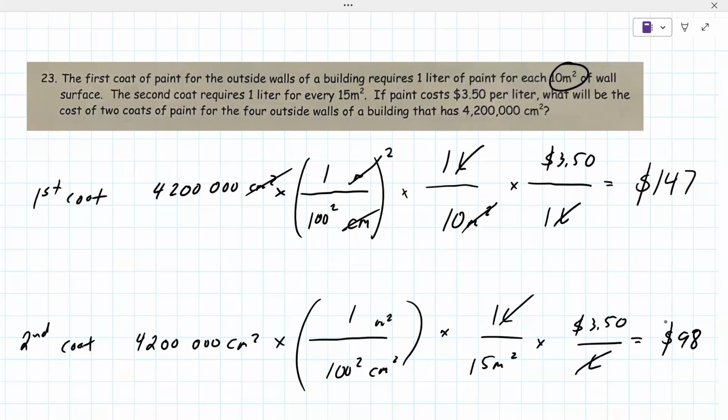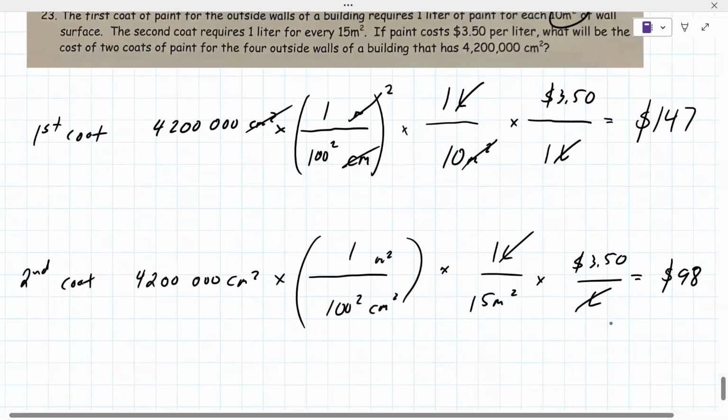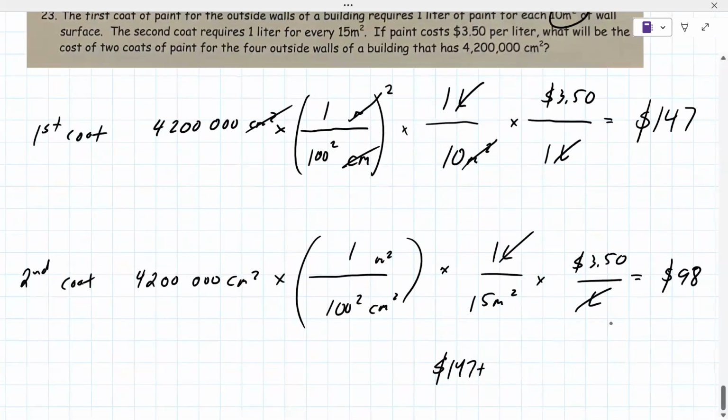Is that okay? And then you add them together. Looks like it ends up being $245.